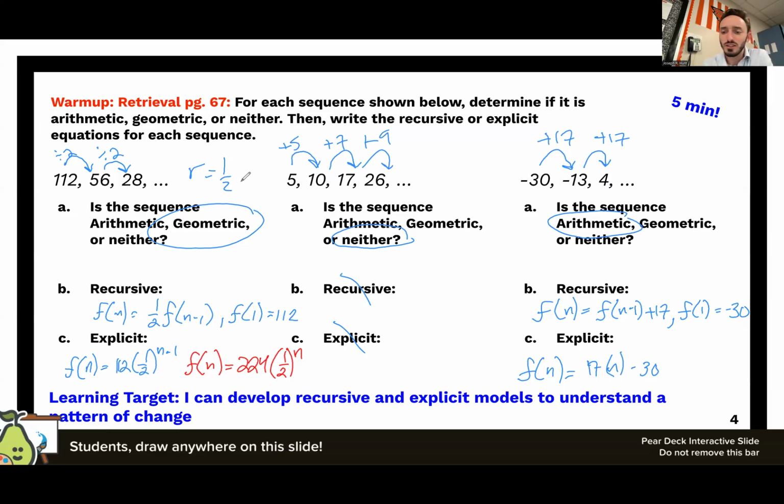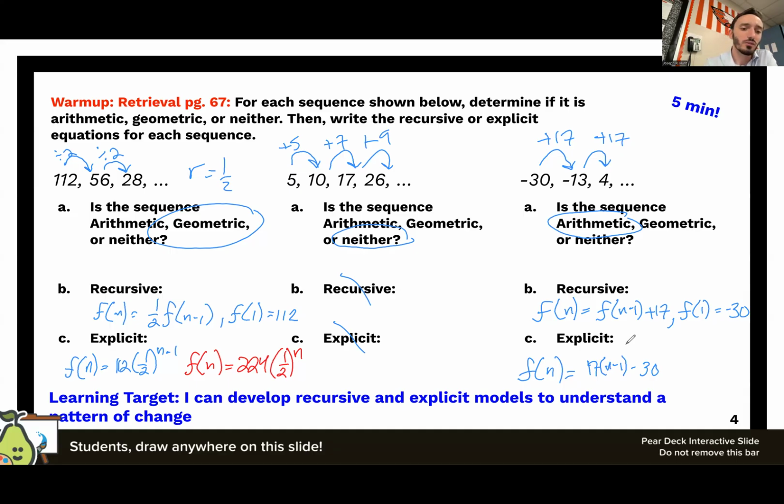So if I want to use this 17 and the -30, I'm going to have to be careful here and say that it's 17 times n minus 1. I've got to shift it back a step in order to capture the correct values of the sequence in order.